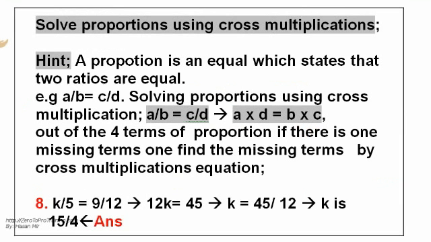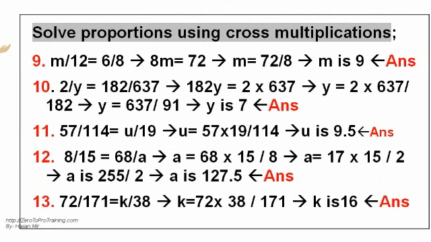Next, solve proportions using cross multiplication. See hint on the image. 8. K is 15 divided by 4. Next, solve proportions using cross multiplication. 9. M is 9, 10. Y is 7, 11. U is 10.5, 12. A is 127.5, 13. K is 16.